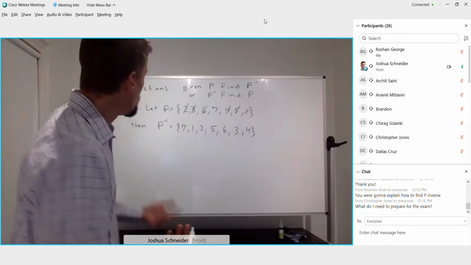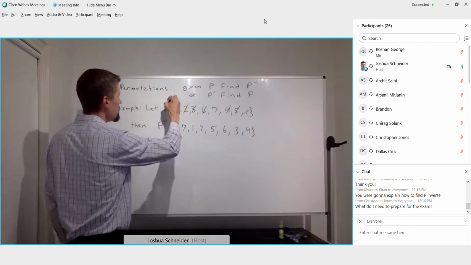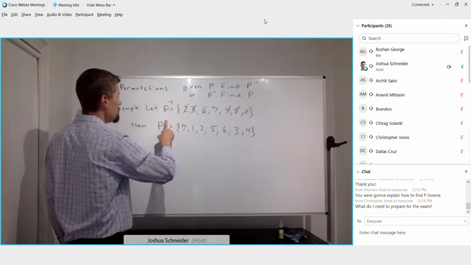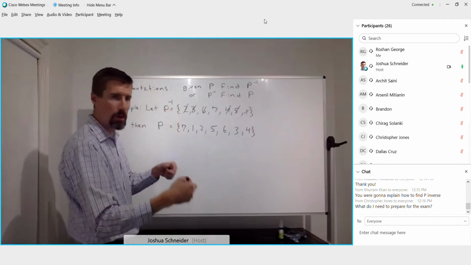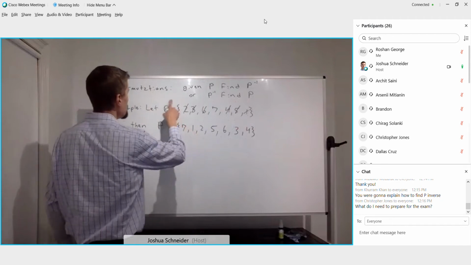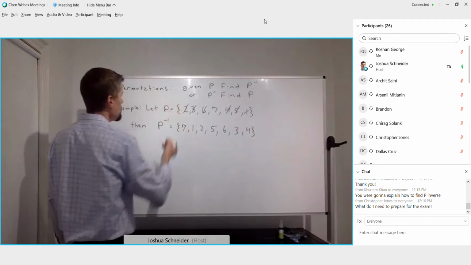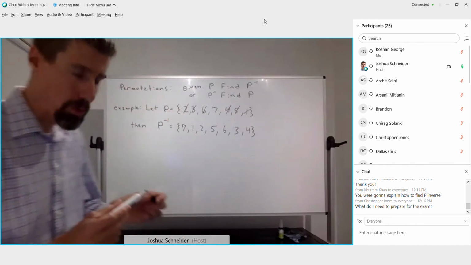Note, I could swap these and say this is given P inverse, find P, and it's the exact same procedure, right? So if you can, given one, find the other, vice versa applies, okay? So we'll leave it as what we had before: given P, find P inverse, but it's the exact same procedure for the other way around.